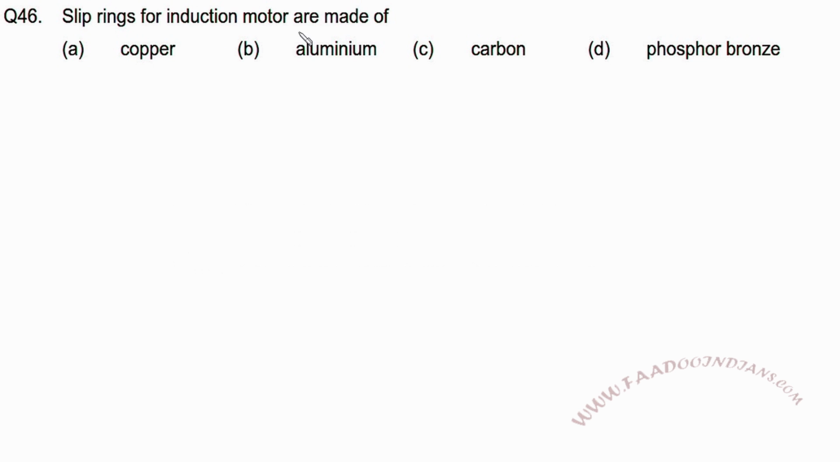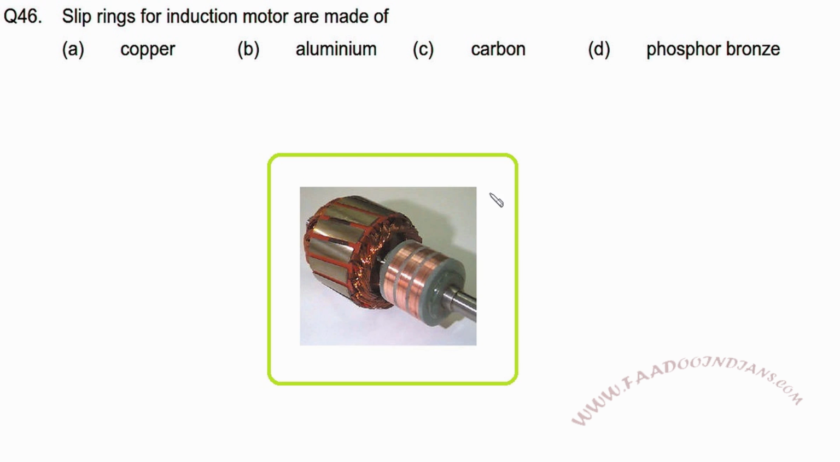46. Slip rings for an induction motor are made up of copper, aluminum, carbon, phosphorus, bronze. Here, this is a motor. These are the slip rings. 3 slip rings in this case. These are made up of aluminum. Carbon is used for the brushes which get in contact with these slip rings. This is your 46.